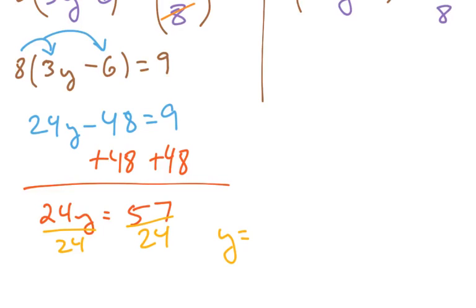And y is going to equal 57 over 24, which is divisible by 3. What does this break down to? Let's find out. 60 divided by 3 is 20, so this is 19. 24 divided by 3 is 6, so 19 over 6.